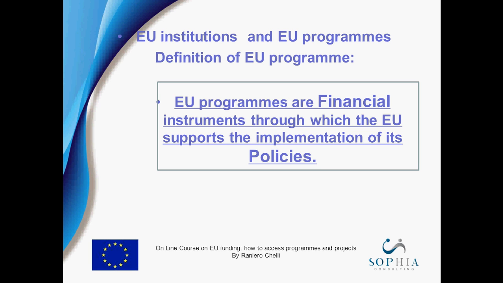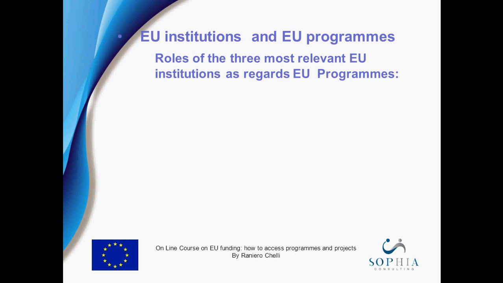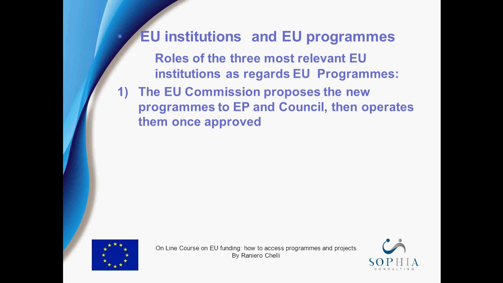How do these institutions affect European programs? Now, let's start with the definition of a European program. It is a financial instrument through which the European Union supports the implementation of its policies. As we will see, the European Union has a number of policies in the area of employment, of research, of climate, and so on, and these are implemented through these financial instruments, which are the EU programs. The three most relevant institutions, namely the Commission, the Council, and the Parliament, play a relevant role in approving and running the programs. Let's see.